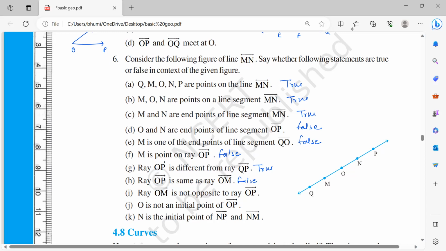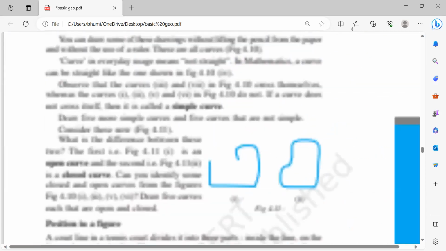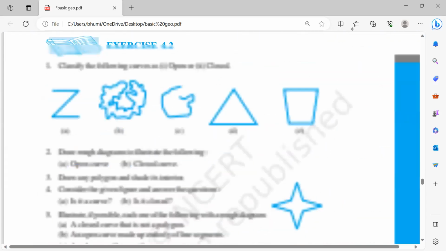Then I part, ray OM is not opposite to ray OP. It is opposite, so it is false. O is not an initial point of OP. False. O is the initial point of OP. Then N is the initial point of NP and NM. True. Coming to the next exercise, 4.2.